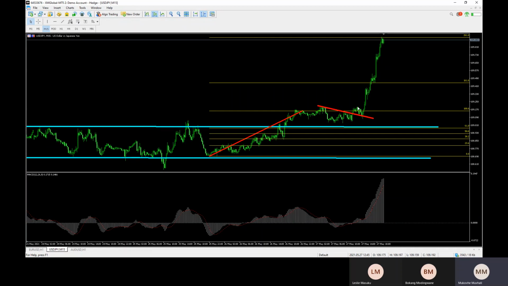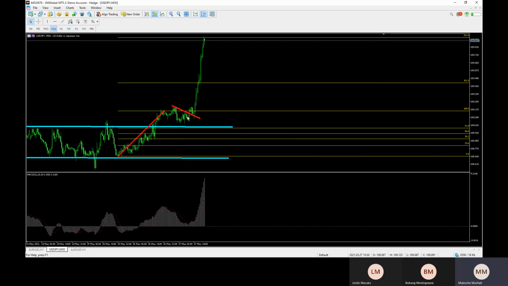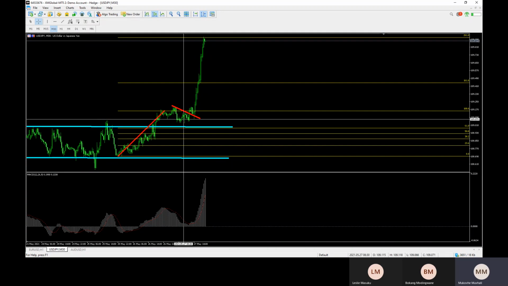So you have your breakout here, which if you go on the 30 minutes chart, you have a strong bullish candle that just broke out, and then it went up. So you're going to trade that strong bullish candle that went up. So you are protected by your support level, which was your resistance level. Then after trading that, you can take your profit at your 161.8 level, and you can take another profit at 261.8.